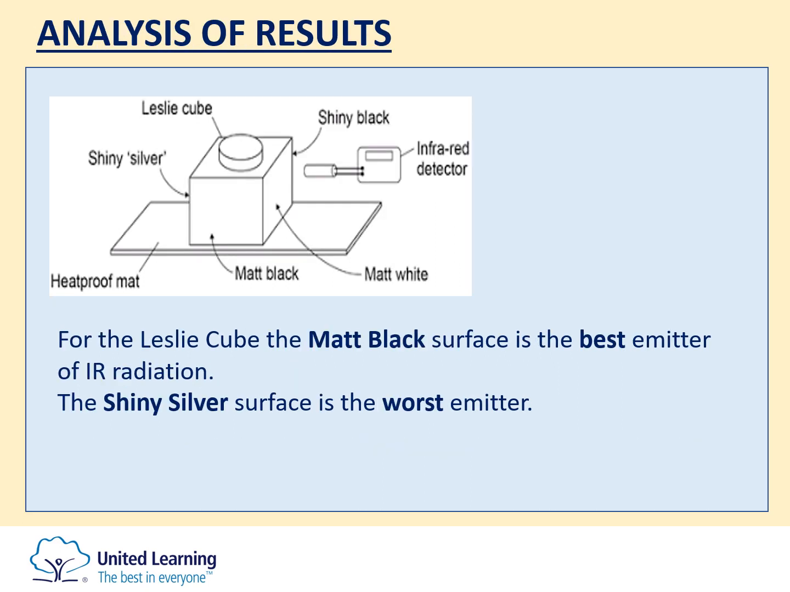So, when looking at the results for the Leslie cube experiment, you will discover that the matte black surface is the best emitter of infrared radiation, closely followed by the shiny black surface, then the shiny white surface or the matte white surface, depending on which one the Leslie cube has got, and the shiny silver surface will be the worst emitter of infrared radiation. So if you're looking at a thermal imaging camera, the matte black side will show a higher temperature, the shiny silver side will show a lower temperature. If you're using cans, the same effect can be observed.